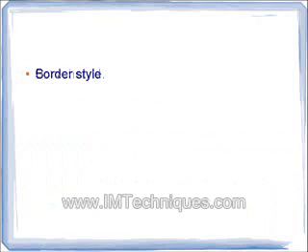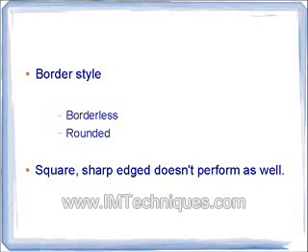You get border choices with AdSense, but there are 2 styles that seem to work the best: borderless or rounded. Borderless works best when you're trying to integrate the ad into a website. If you want to have some sense of separation, then you can go with a rounded border. The sharp-edged, square-style borders don't tend to perform very well.